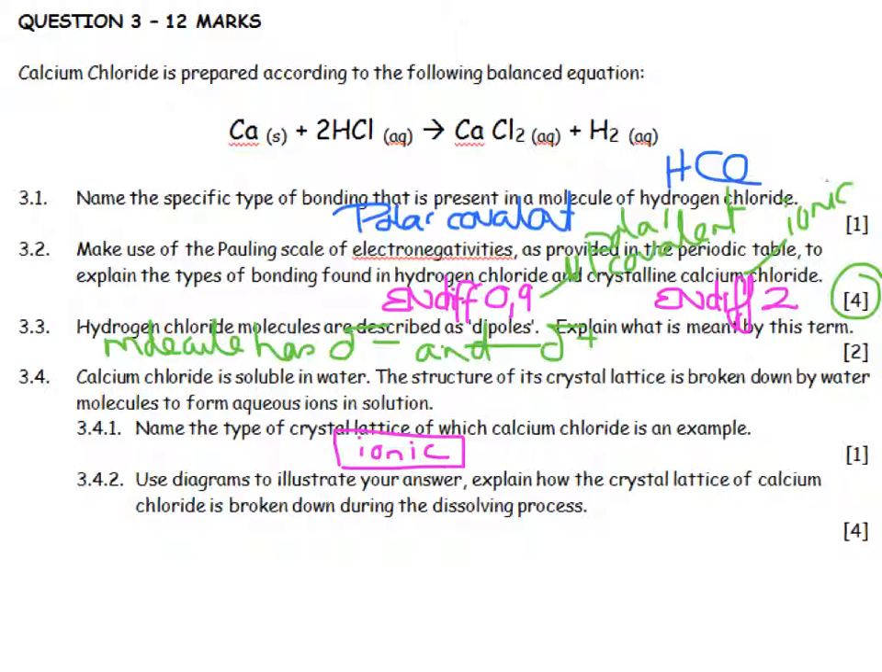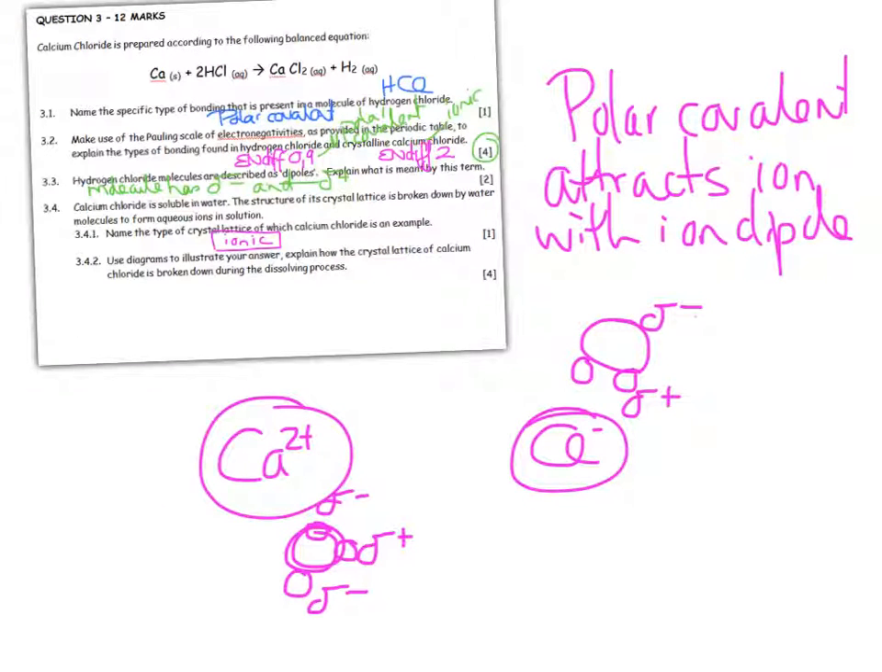Explain means you have to use some words. You can't just give me pictures. How does the crystal lattice of calcium chloride break down during the dissolving process? So you need to say that a polar covalent molecule attracts the ions out of the lattice with an ion dipole intermolecular force. Then draw a positive ion with the water molecule orientated.